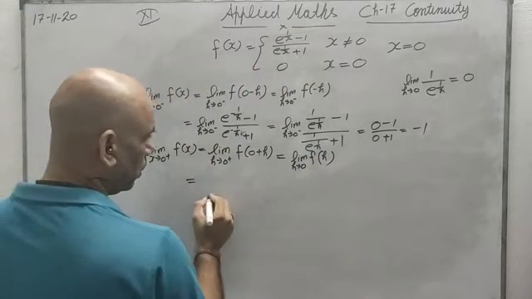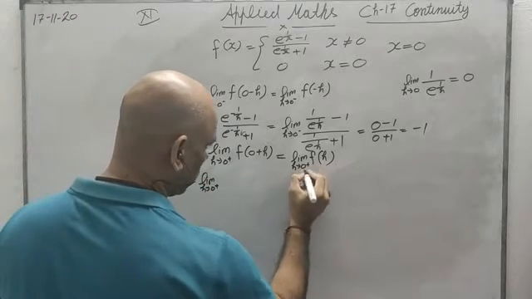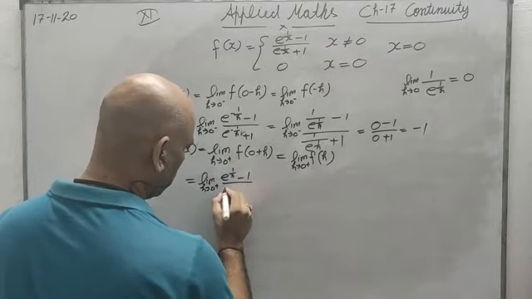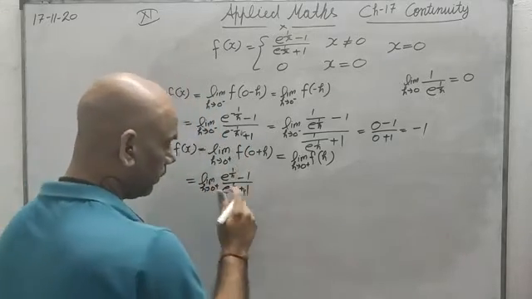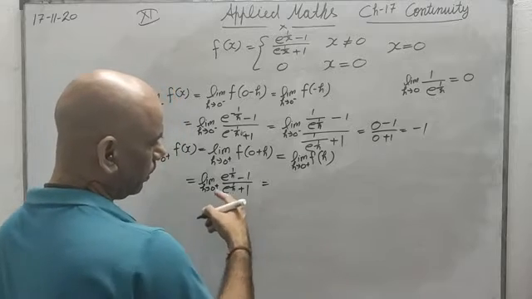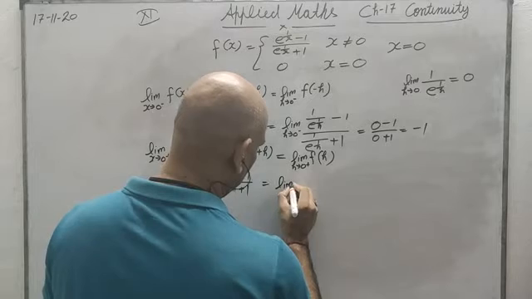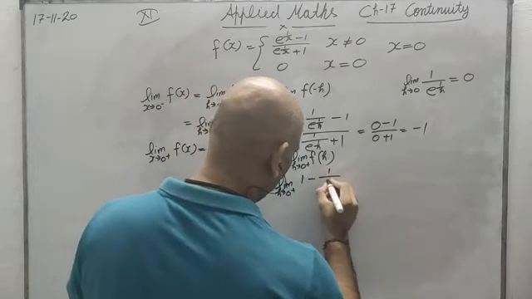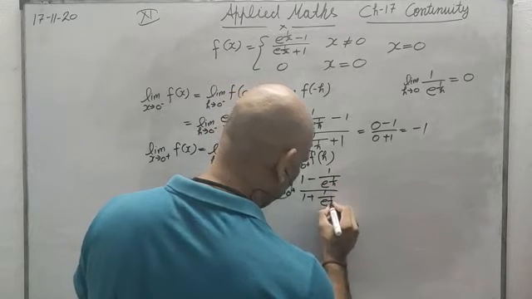What I'll do now, limit h tends to 0 positive, I got (e to the power 1 upon h minus 1)/(e to the power 1 upon h plus 1). I cannot substitute 1 upon h directly because that will be infinite. So what I should do, I should divide both the numerator and denominator by e to the power 1 upon h, so that I'll get limit h tends to 0 positive (1 minus 1 upon e to the power 1 upon h)/(1 plus 1 upon e to the power 1 upon h).